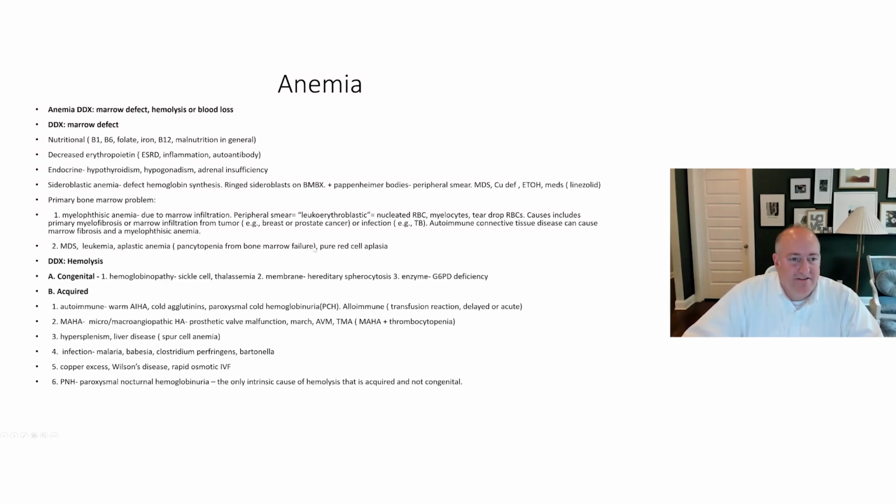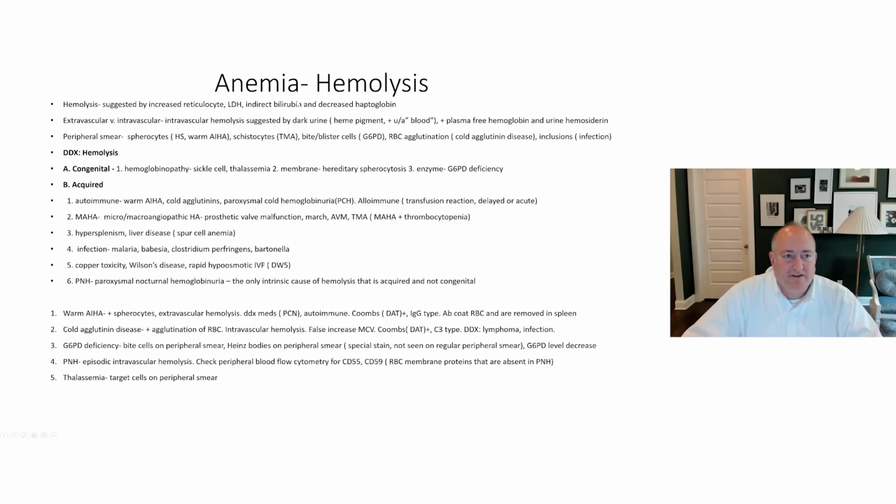And then finally, there's hemolysis. So I just expanded that slide. Hemolysis, there's different ways to think about it. You can think about extravascular versus intravascular. You can think about congenital or acquired. But when do you think about hemolysis? You think about it when you have a combination, assuming the marrow is working, high retic count, high LDH, high indirect, and a low haptoglobin would suggest hemolysis.